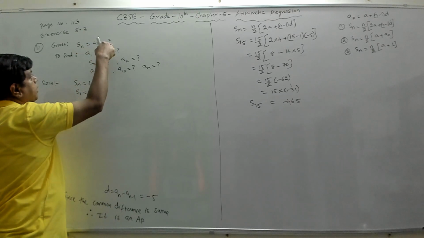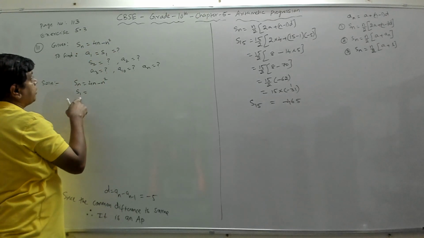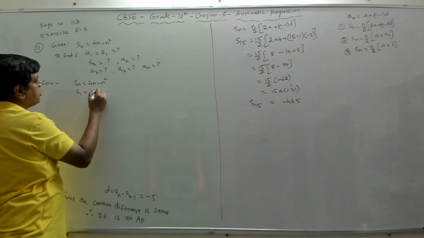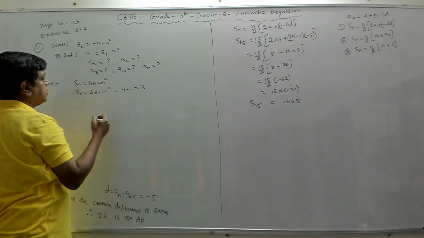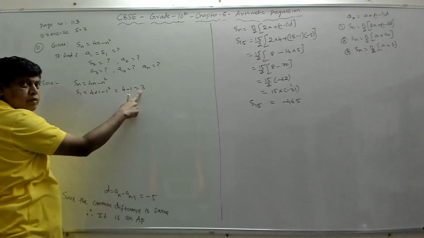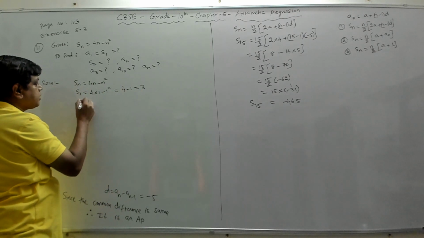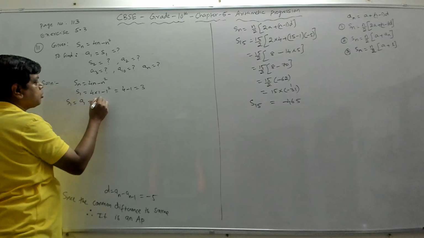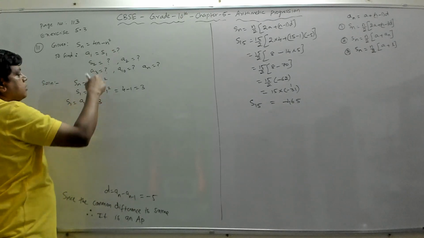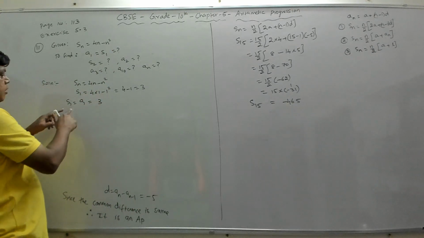Sn is 4n minus n square. So if I put n is equal to 1 here, I'll get 4 into 1 minus 1 square. That gives me 4 minus 1, which is 3. So my S1 is 3. But S1 is nothing but the sum of first one term. S1 is same as A1. So A1 is 3. So we have found these two. The first term is 3, or the sum of first one term is 3.